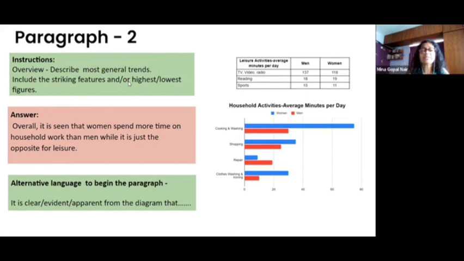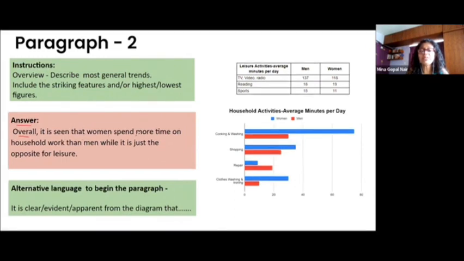Okay, now as I said earlier, you describe the most general trends and you include the most striking features. Okay, I've kept it very simple. The answer that I have given is, overall it is seen that women spend more time on household work than men, while it is just the opposite for leisure. Okay, so I have just picked up the point of comparison and I have written it in my overview. Okay, technically it is one point about each of the graphs, but I have combined it and I have also made it a comparison point.